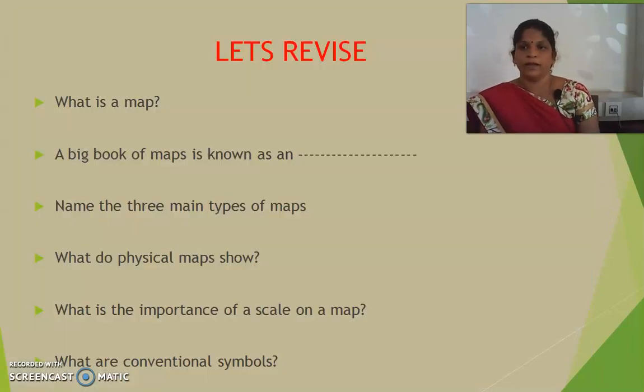The next, what is a map? A map is a flat representation of our earth. We can see a particular place or region on the map. A book of maps is known as an atlas. Name the three main types of maps: political maps, physical maps and thematic maps. What do physical maps show? They show the natural features or physical features. Last two questions for you children.